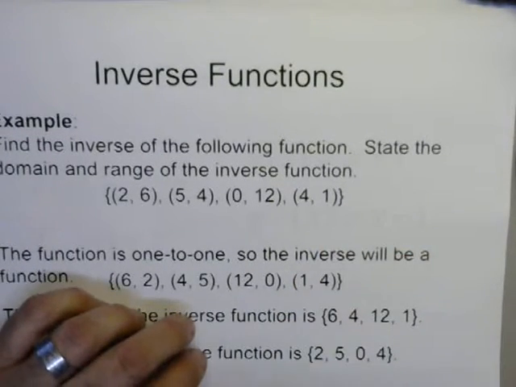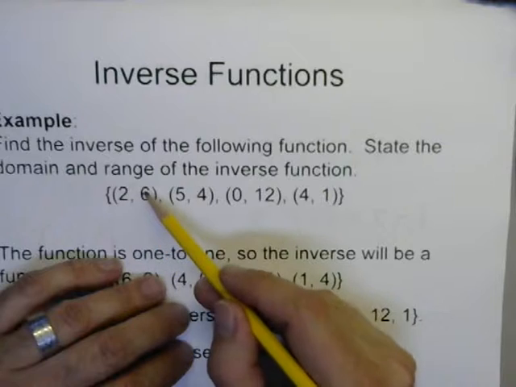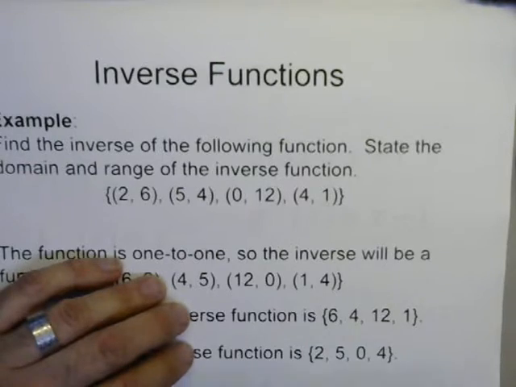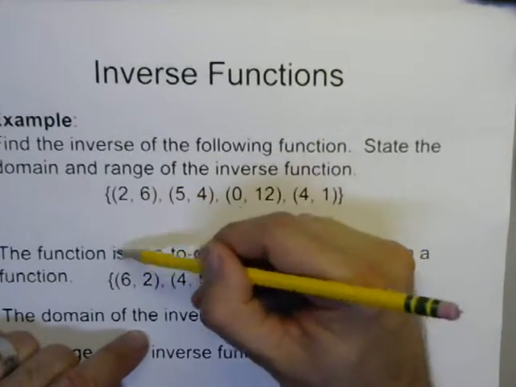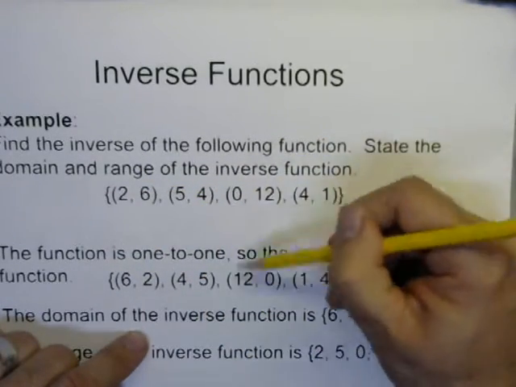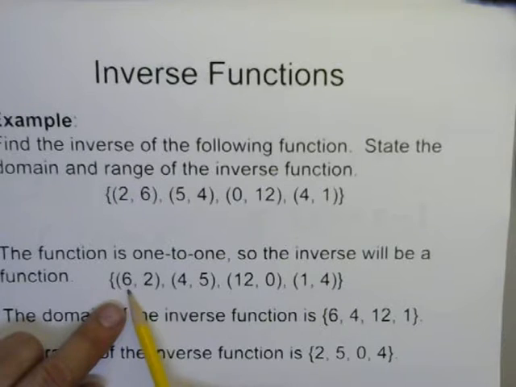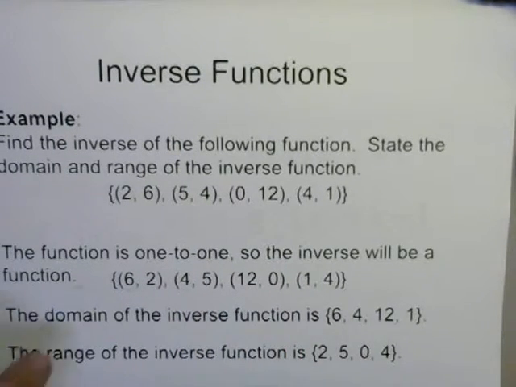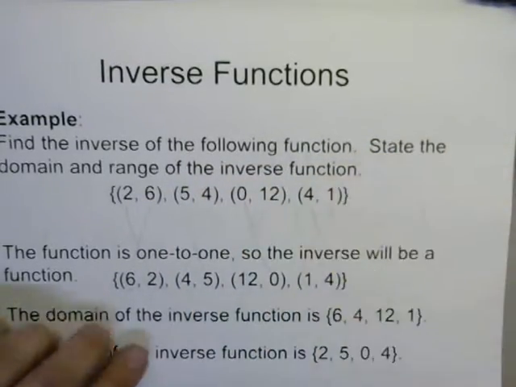So let's look at some functions defined in terms of ordered pairs here. Let's say we have this function that sends 2 to 6, so x goes to y, 5 goes to 4, 0 goes to 12, and 4 goes to 1. Find the inverse function, right? What you'd like to do for the inverse function is just reverse this process. You'd send 6 to 2, 4 to 5, 12 to 0, and 1 to 4. And that's all you have to do. Then the domain of the inverse function is just the x coordinates, so 6, 4, 12, and 1. And the range is just 2, 5, 0, and 4. So like I said, for an inverse function, the domain and range, or the x and y coordinates of every point, just swap around.